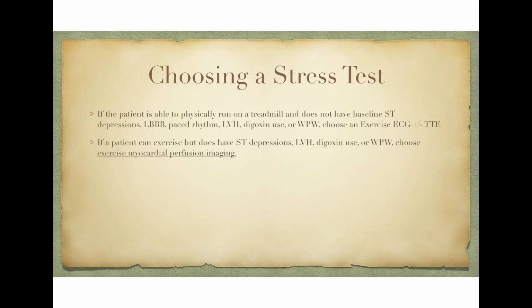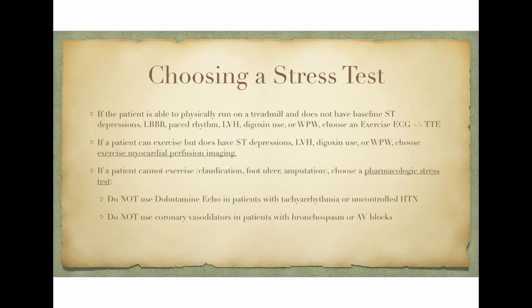If a patient can exercise, but they do have ST depressions, LVH, digoxin use, or Wolff-Parkinson-White syndrome, but not a left bundle branch block or a paced rhythm, you can use exercise myocardial perfusion imaging. You can't use the ECG because those conditions will interfere with the ECG interpretation.